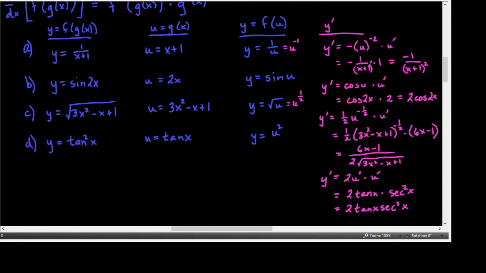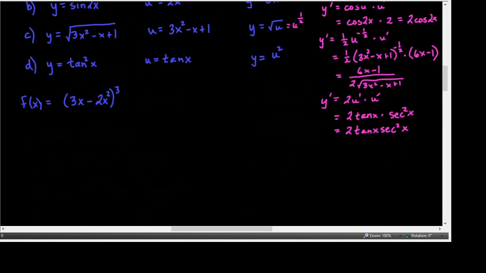So let's find, for example, number 4, I think is the number of this one. If I have f of x equals 3x minus 2x squared quantity cubed. Please keep in mind, if you wanted to, you have alternatives a lot of times, and this is one of the times. If you wanted to, you could multiply that binomial times itself and then multiply it by the same binomial again.